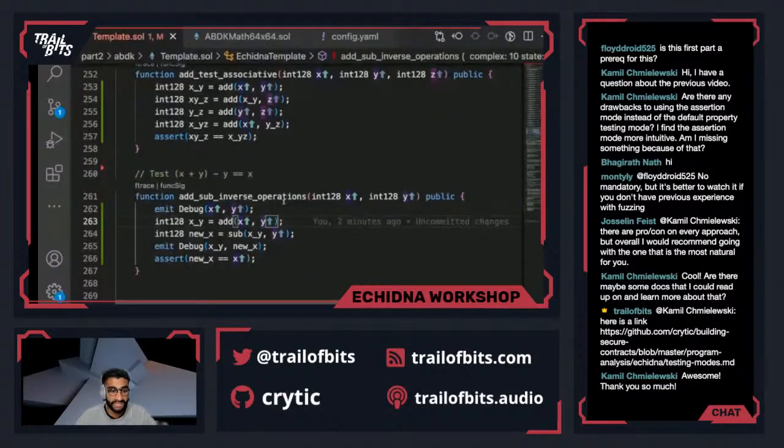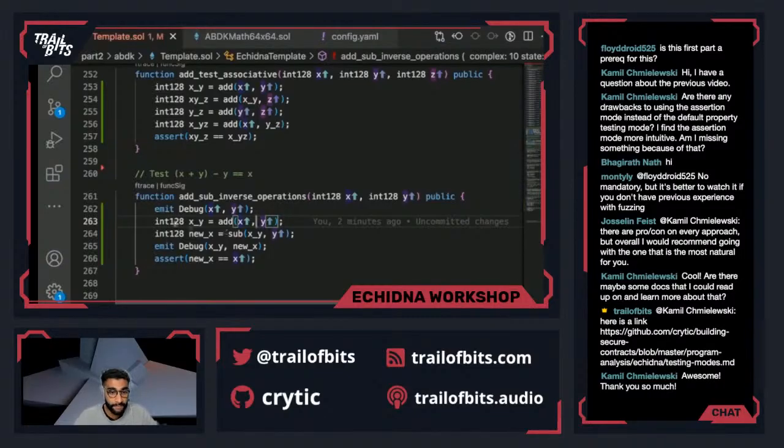So this again comes to the idea of what the human in the loop has to do. You have to get creative to identify the arithmetic operation you're testing and figure out what properties exist for that operation, and how creative can you get when you test that operation.